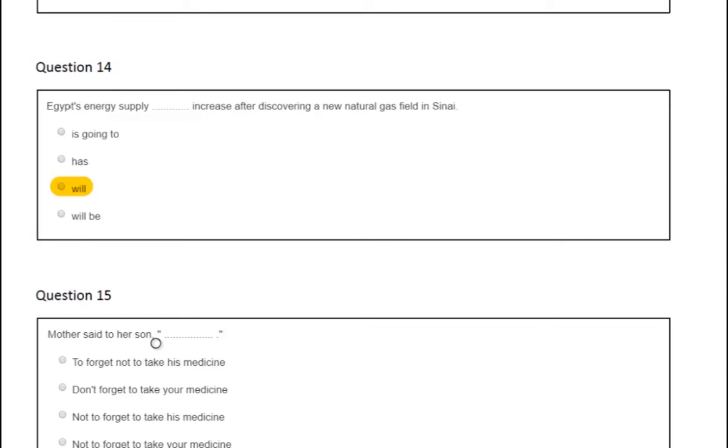Again, in order to understand it well, it is direct, it is not indirect. We are going to choose the exact words said by the mother to her son: don't forget to take your medicine.